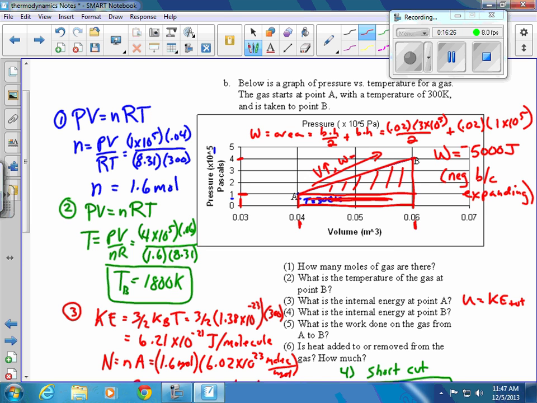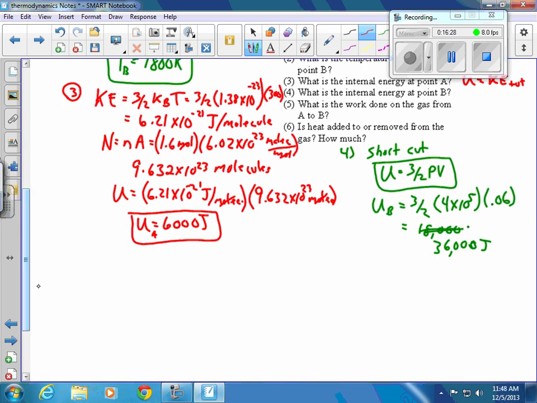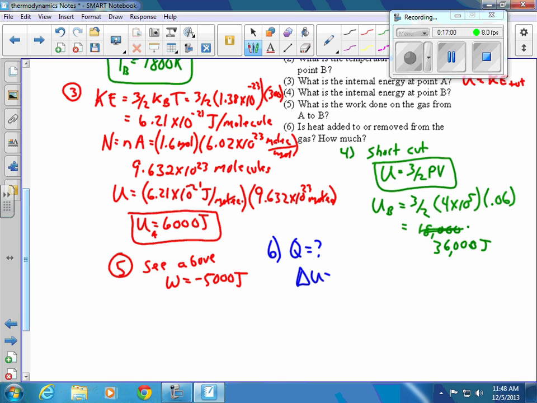All right, so then we'll go back down here, and we'll stay for step 5. See above, the work ended up being negative 5,000 joules. Okay, the last part is step 6. Is heat added to or removed? Again, it's important to say to yourself, what am I looking for? I'm looking for heat. What letter's heat? Heat is Q. I'm looking for Q. Now, we just found W, we found some U's. The only equation that I can use for Q here is delta U is Q plus W.